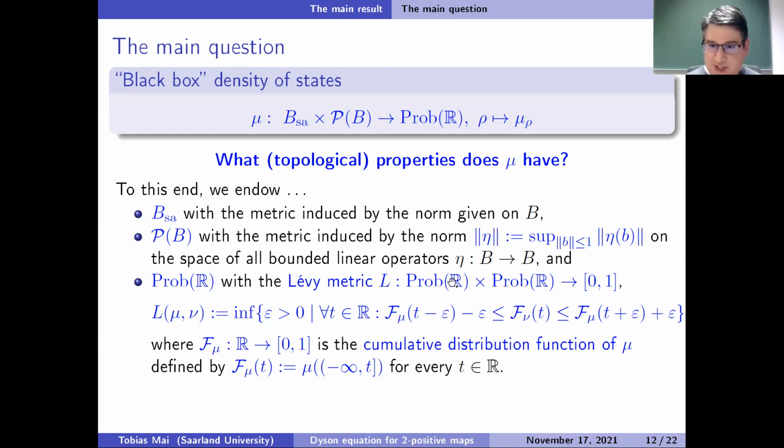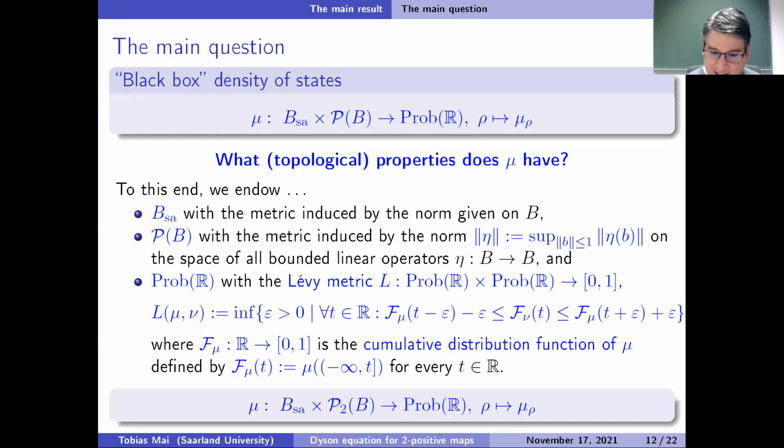And the precise definition is not important, but it just tells us that we have the right metric to talk about weak convergence, let's say. And it involves the so-called cumulative distribution function, which is defined like this. And we would like to understand the properties of this map. But in fact, in order to do that, we must restrict from positive maps to 2-positive maps.